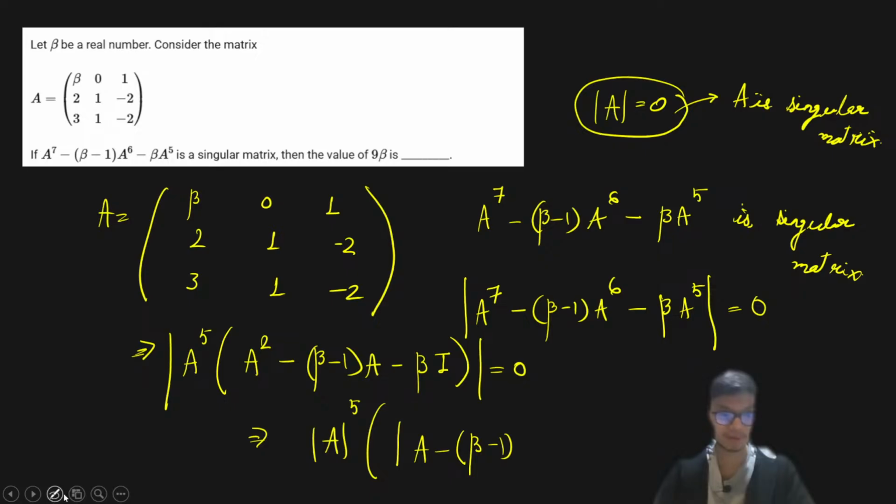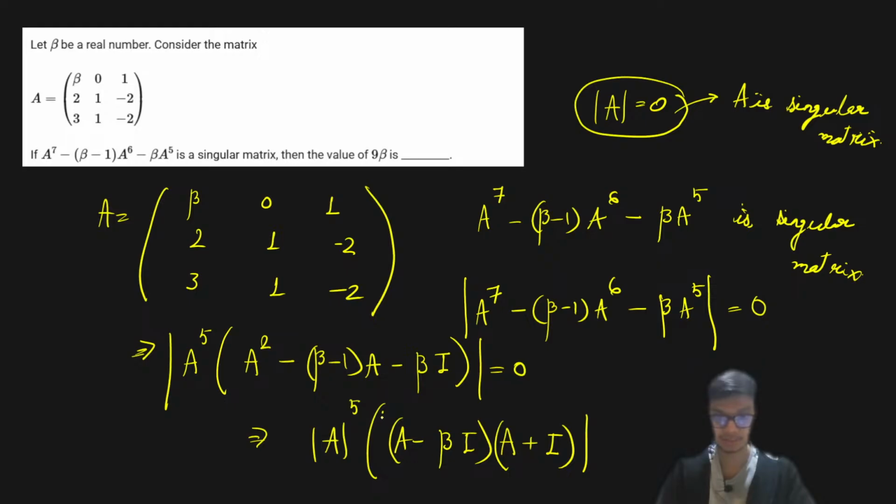What I'm trying to do is club the A part together. So over here it's going to be (A - βI) times (A + I). That is how you can factorize this part out, and this determinant is equal to 0. So from here you have a determinant equation which is equal to 0.